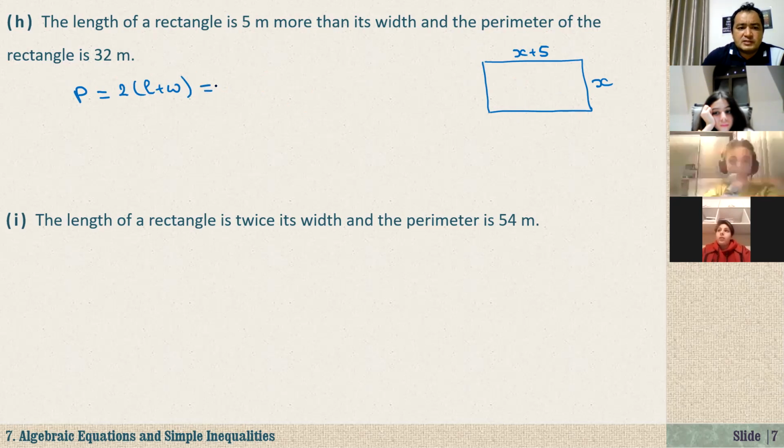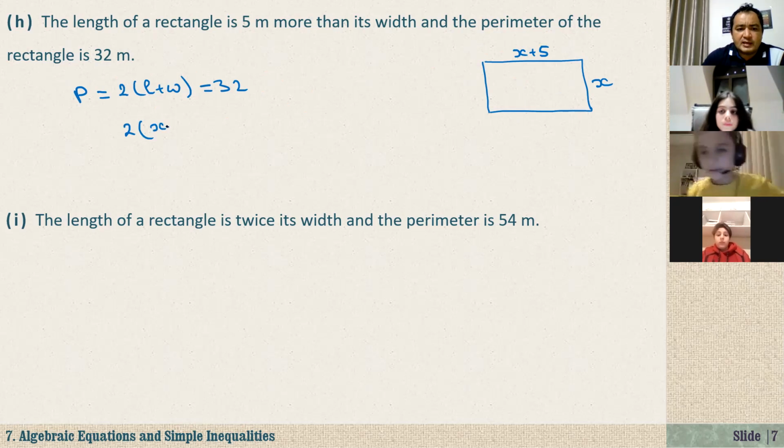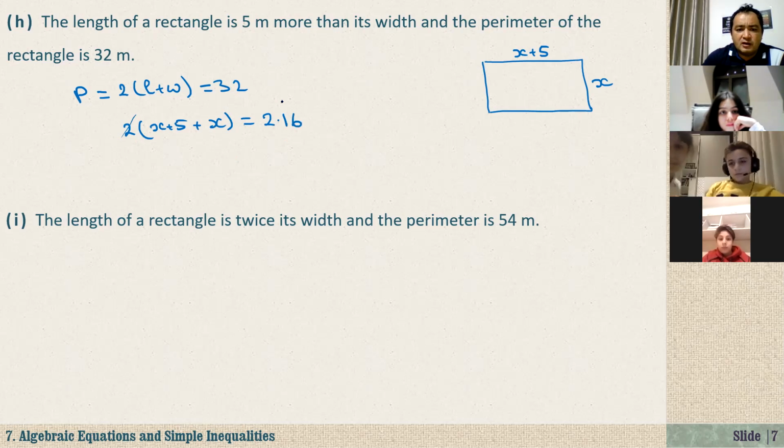And that's equal to 32. From here, 2 times, do we know the length is equal to x plus 5? That is x plus 5. And how about the width? The width is equal to x. So on the right hand side, 32, I can write it as 2 times 16, right? So this 2, they are gone. And here x plus x is 2x. I also take this 5 to the right hand side. Here we have 16 minus 5. Now what is x? It is 11 over 2, which is equal to 5.5.